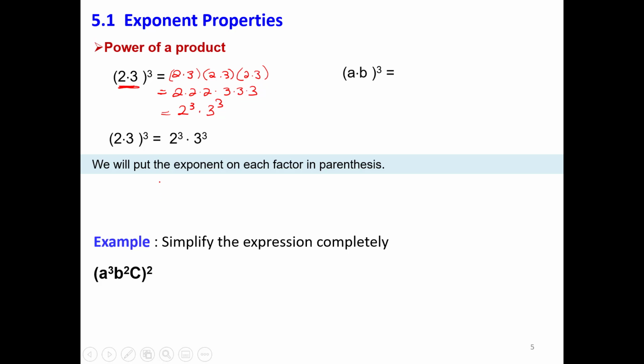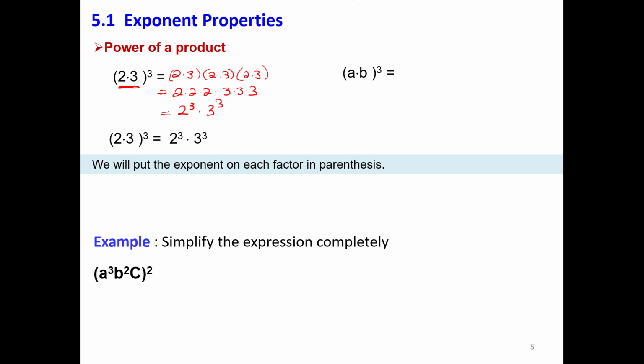And what we have to do, if we have a power of a product, is put the exponent on each factor inside the parentheses: 2 to the third, 3 to the third. We don't need to do all this math we had here. And again, this property applies also if we have variables.